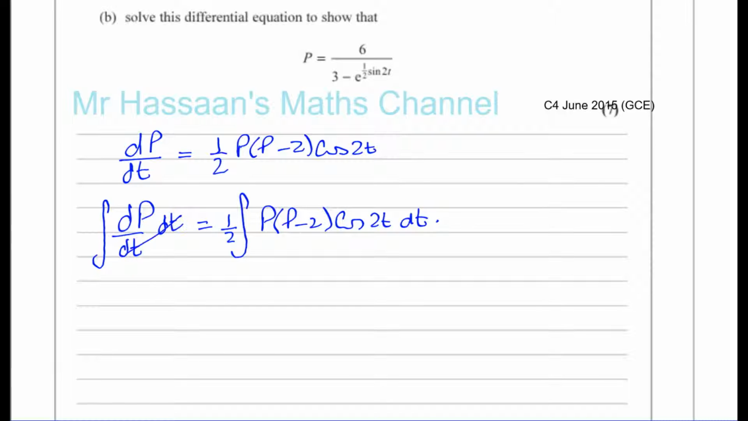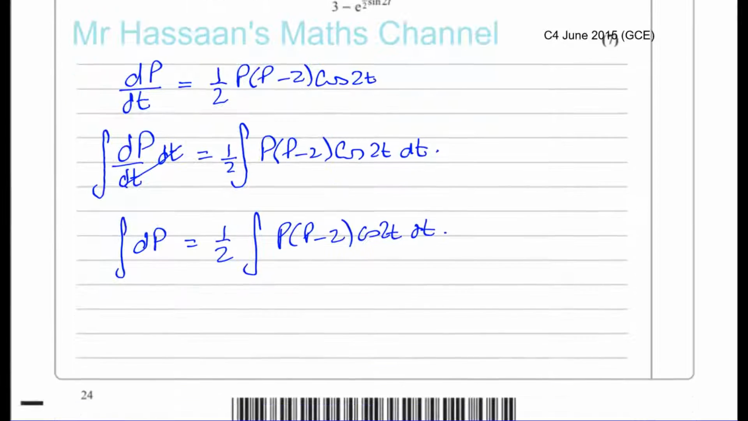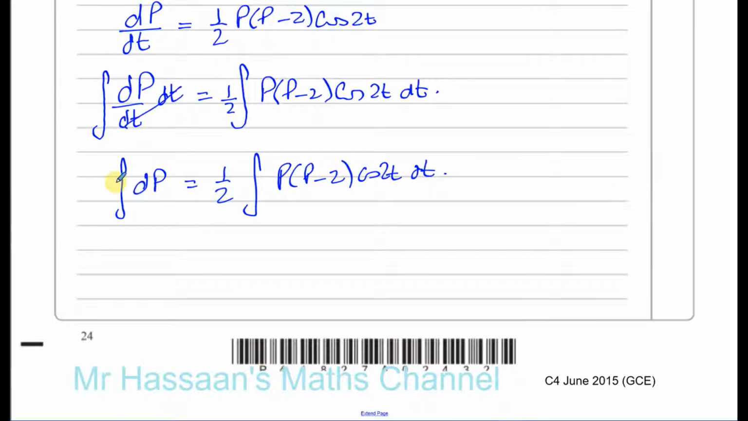Here the dt's cancel out, so I'm left with the integral of dP. On this side I've got a half times the integral of P times P minus 2 times cosine 2t with respect to t. Now I'm going to separate the variables so that on this side I have all the P's and on this side I have all the t's. So you'll end up with, on this side, something that looks familiar, which is 1 over P times P minus 2.